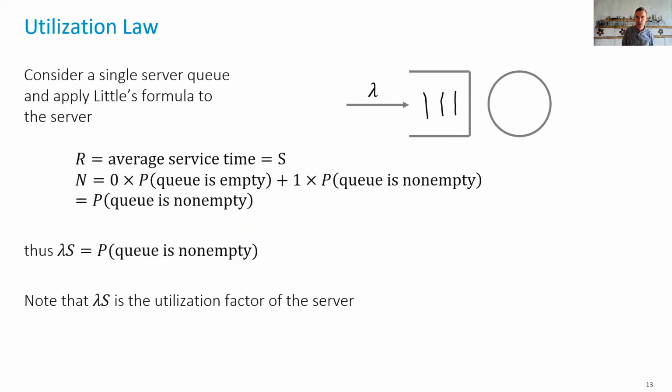In fact, it's an example of what we call a bottleneck analysis. We know that a server cannot be busy more than 100% of the time, and that gives us a first equation here.